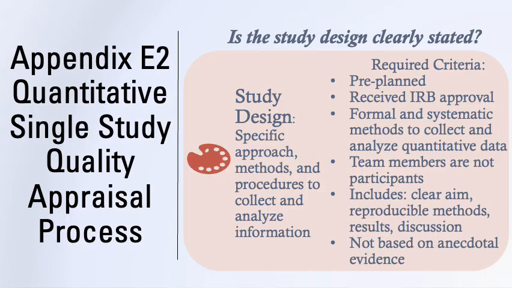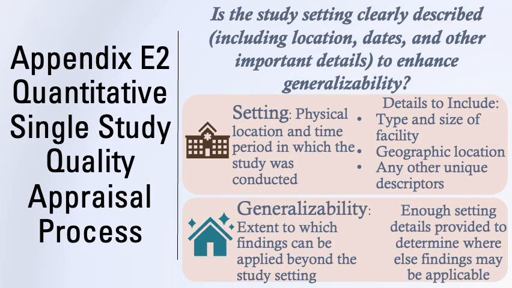The study team should not be subjects of the investigation. The study should include a clear aim, reproducible methods, results, and discussion, and the study should not be based solely on anecdotal evidence, such as the author's personal, organizational, or literature-based experiences. The second quality appraisal question for the methods section of a quantitative study asks, is the study setting clearly described, including location, dates, and other important details to enhance generalizability?